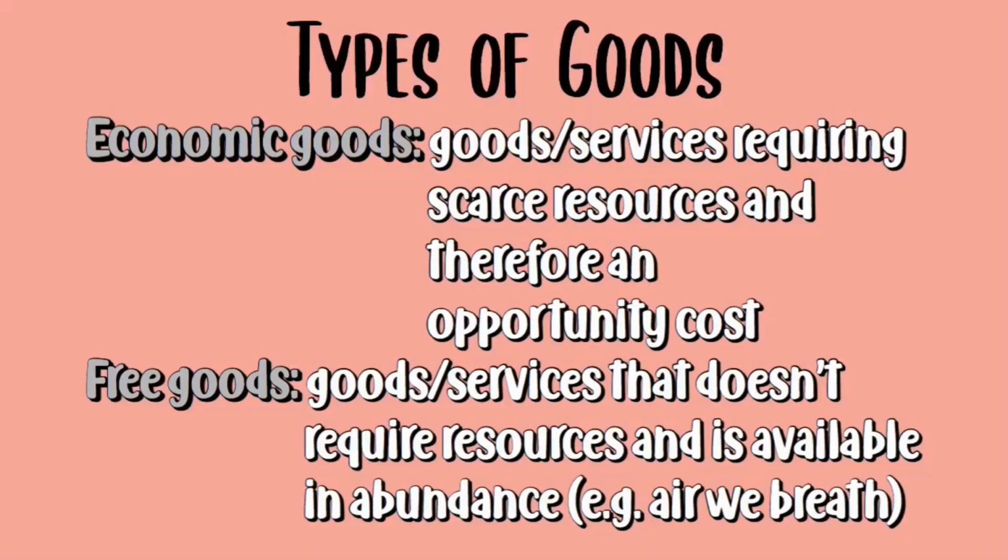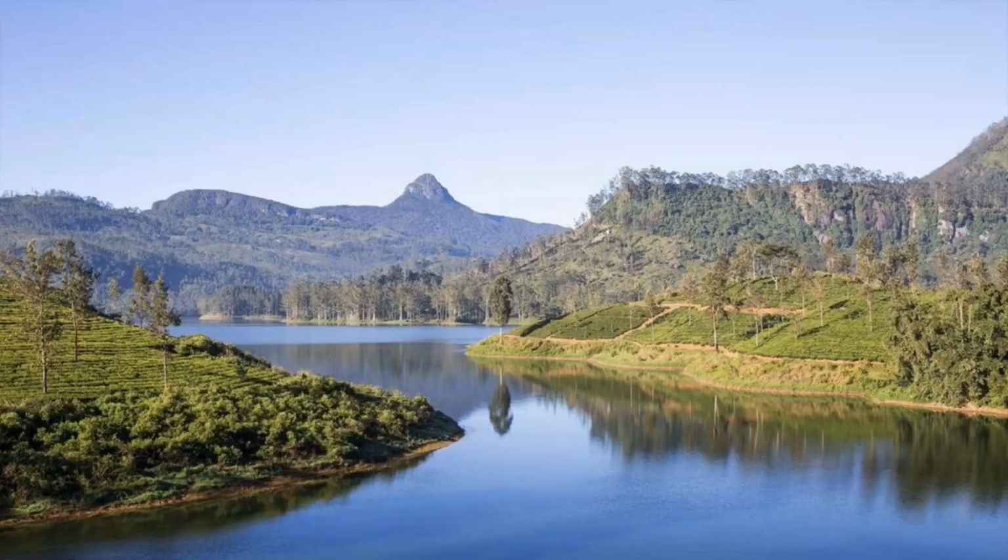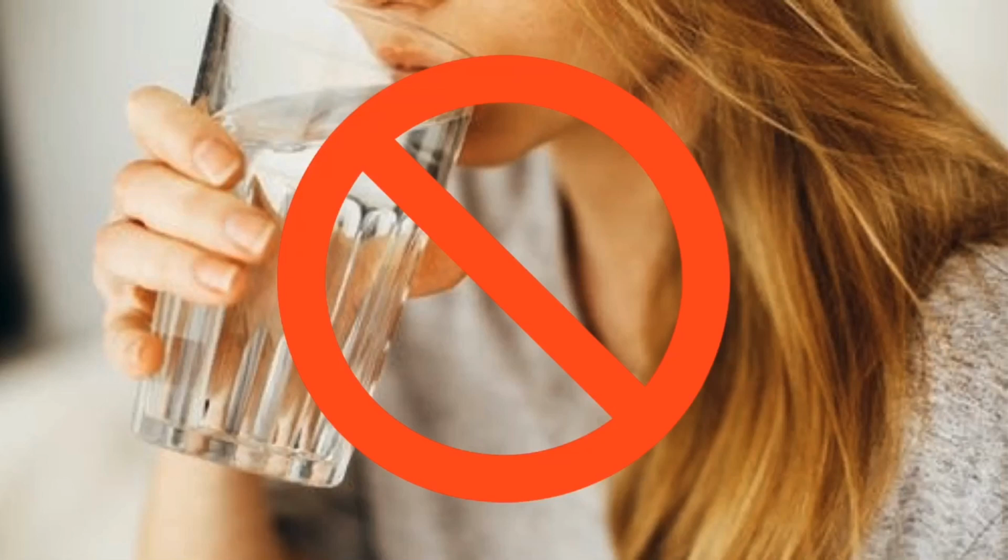The second type of goods are free goods, and these are goods and services that don't require resources and are available in abundance. Examples of free goods are sunshine and water, but not drinking water, because it's been through processes to make it drinkable, and this process requires energy or resources.